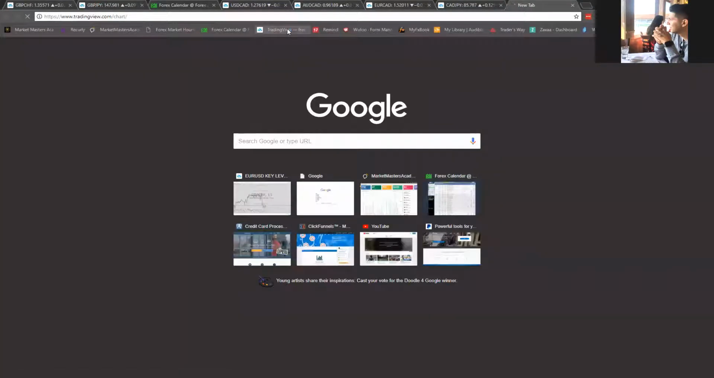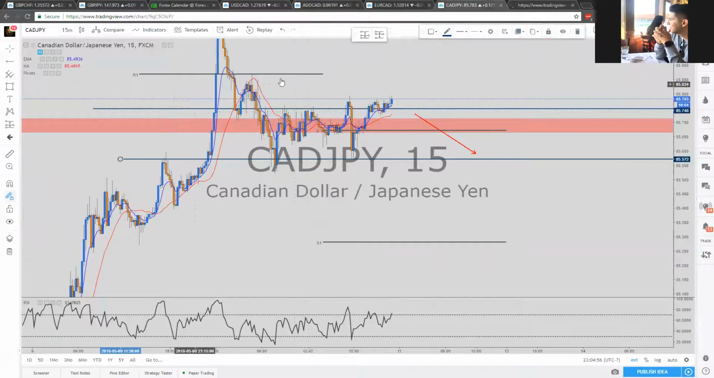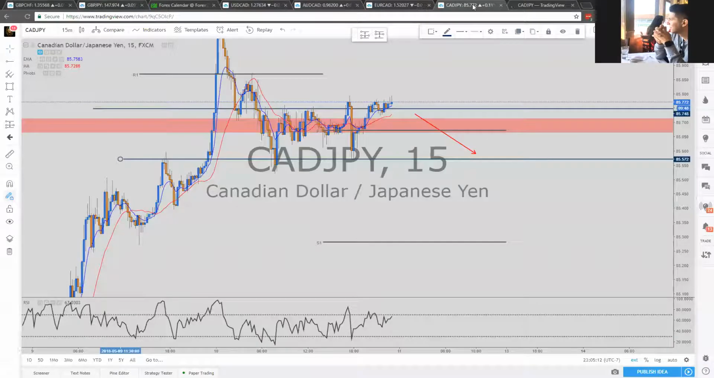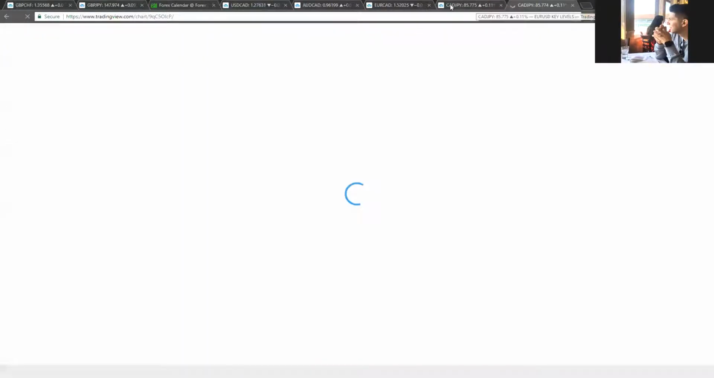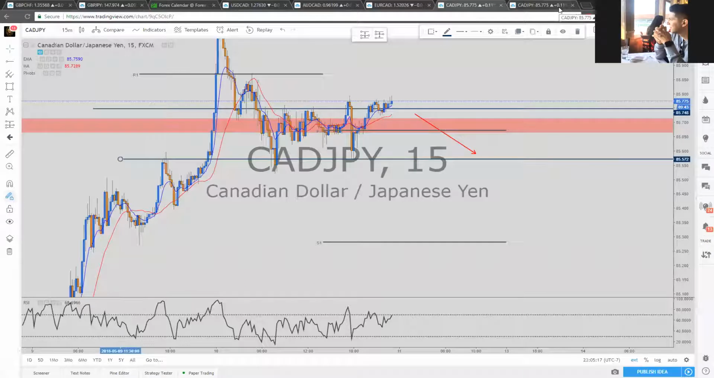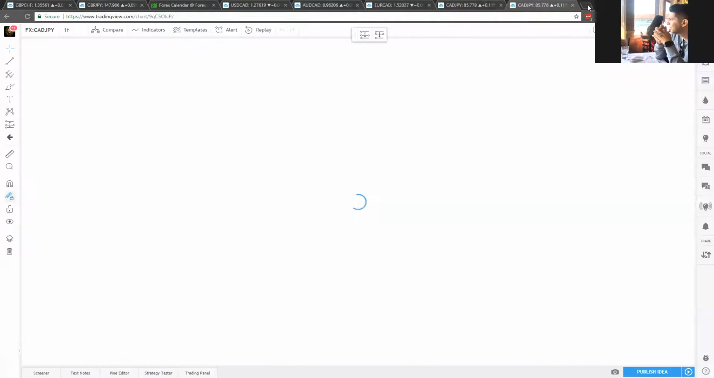There might be about like 5 callouts tonight. CAD JPY, I think that was a USD CAD, Euro CAD. 1, 2, 3, 4. Yeah, about 4 callouts actually. All right, so that's it with those pairs. Let's look at some other pairs.